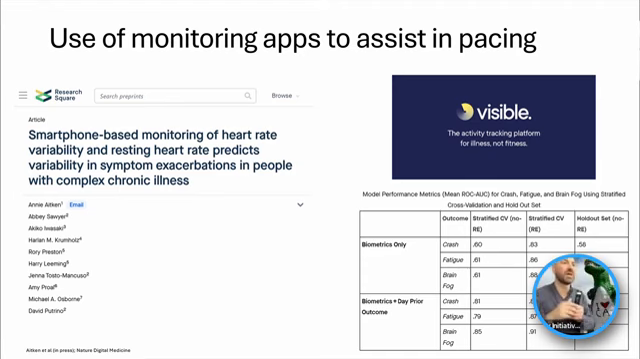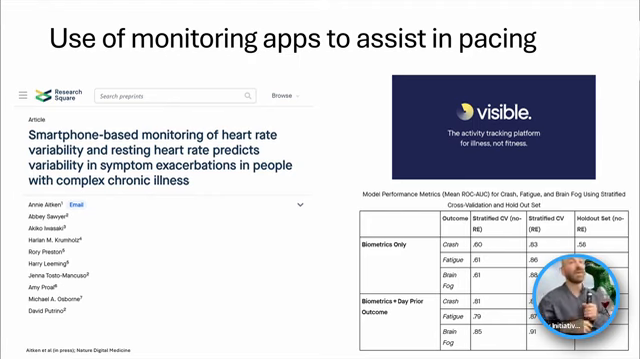And what we showed was that we were able to predict crashes within 48 hours of the crash happening with 90% accuracy based on their biometrics. So this is a technology that isn't necessarily healing anybody, but it is helping them pace. And when you talk to the Visible folks, they're like, yeah, we're Whoop for chronic illness. That's what we are. Whoop is saying, hey, get on a treadmill and run and do all these things and you're going to feel great.